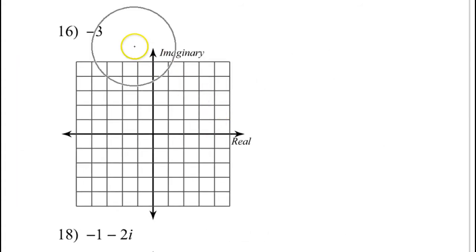Now this looks a little strange. I see the real part, where's the imaginary part? The fact that we can't see it means that it must be 0. So you can think of this as -3 plus 0i. So you can probably guess that I'm going to go to the left 3 because of the real part, and I'm going to go up nothing because the imaginary part is 0. So this is where you would graph the number -3.